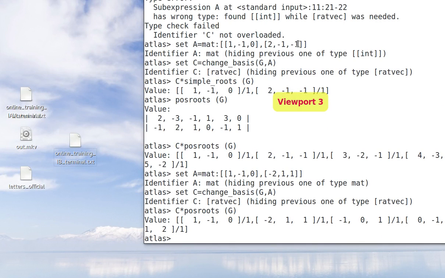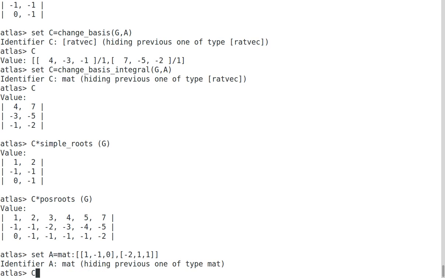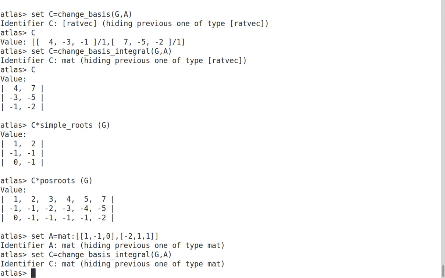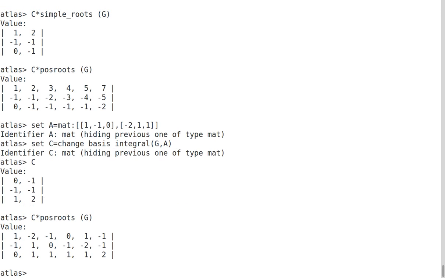Oh, I'm sorry. Minus 2, 1, 1. There you go. That, of course, is not correct. I should have put this. And so now let's let C be the change of basis matrix. And now let's do C times the positive roots of G. There we go. And those are the positive roots of G2 in the usual coordinates.